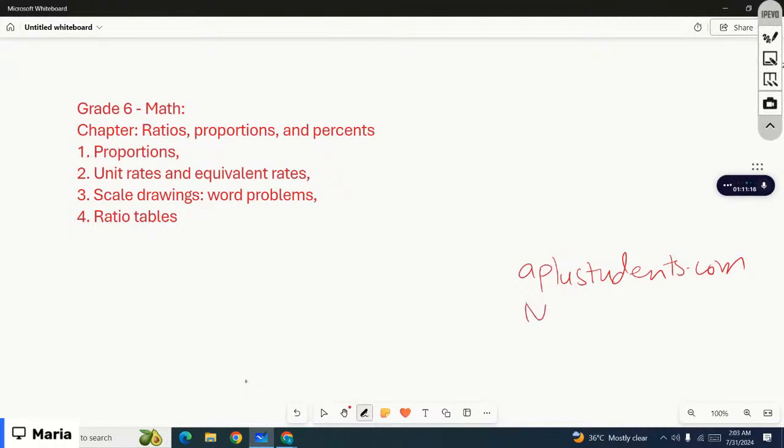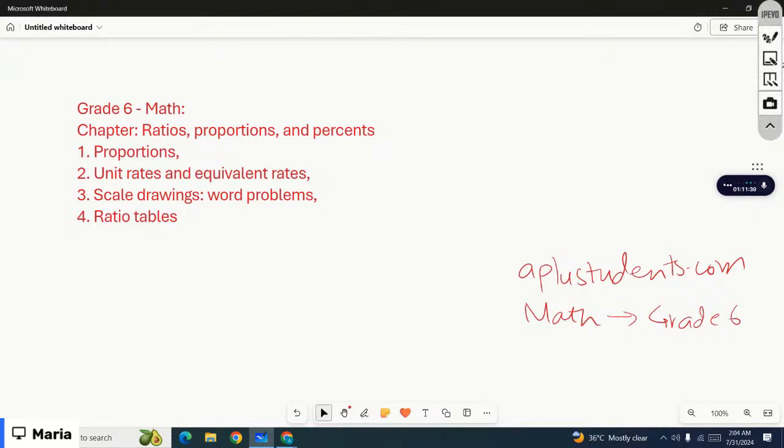Then you have to select math from the subject tab. Scroll down to grade 6 math and then click on view. There you can find a list of the chapters. We're going to start with the chapter ratios, proportions, and percents.